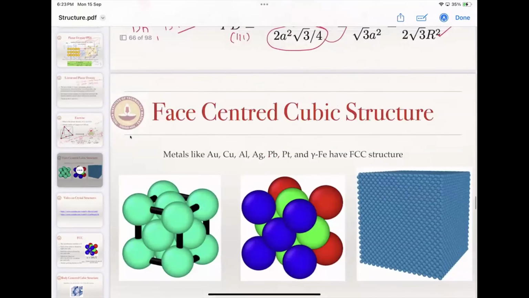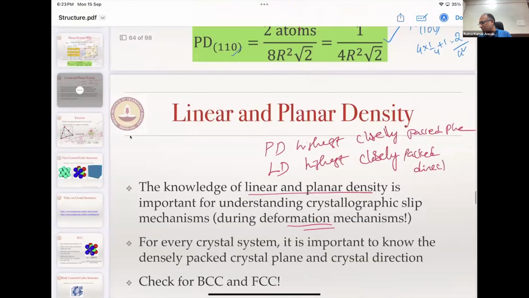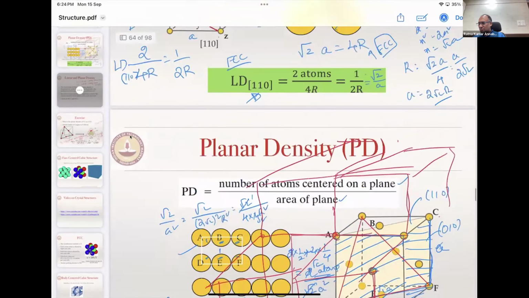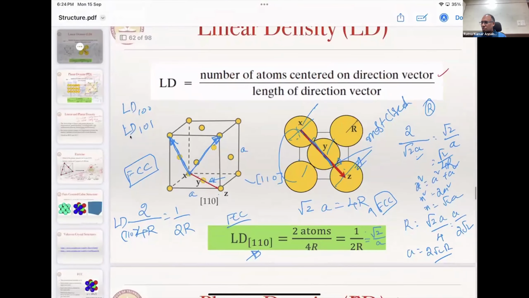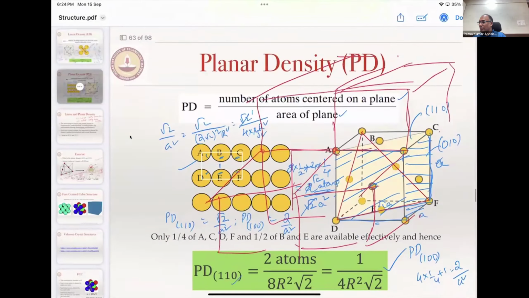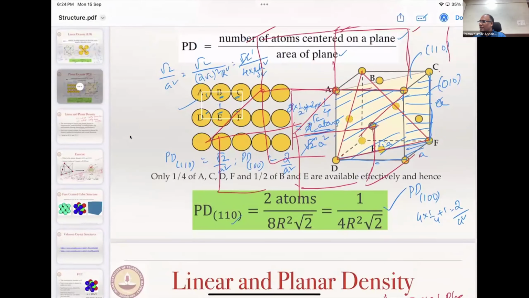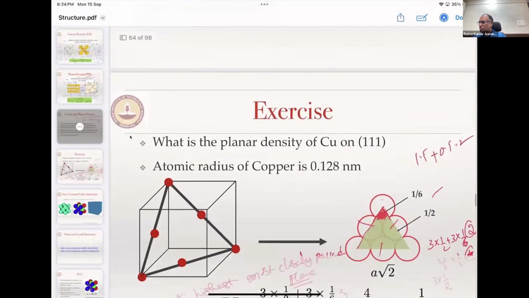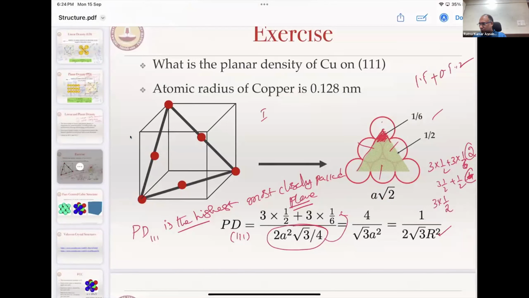So typically, when we want to understand crystal deformation in crystalline materials, it is very important that we have the information about the most closely packed planes and closely packed directions. So in an FCC material, we have seen the most closely packed direction is the 110 direction, isn't it? Similarly, what is the most closely packed plane? You can compare and you will see that it is 111, not 110.